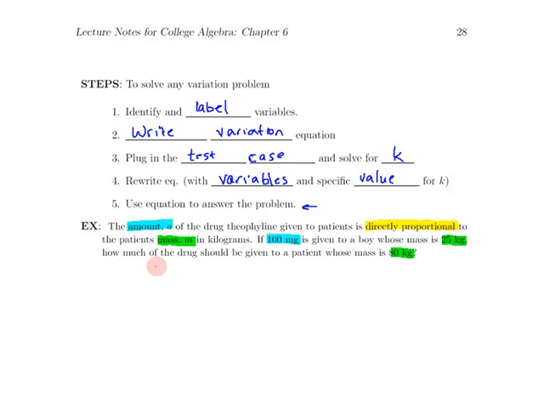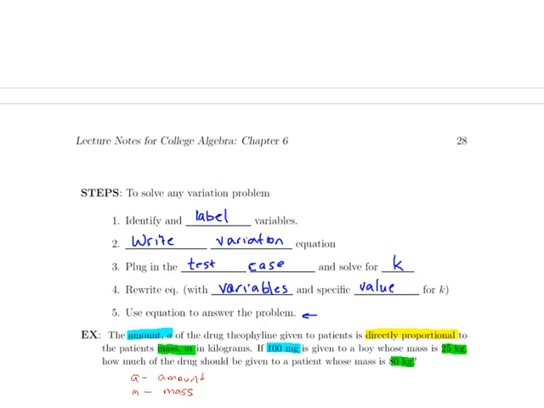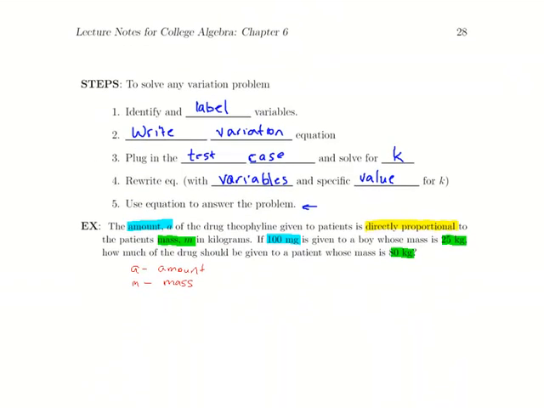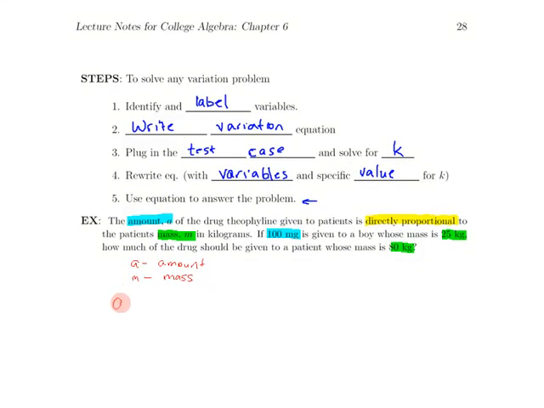So first thing we do is we label our variables. Of course, we have A is the amount, M is the mass, and so we know that the amount is directly proportional to the mass. Okay, so whenever y was directly proportional to x, we wrote y is equal to k times x. So if A is directly proportional to M, we're going to write A is equal to k times M.